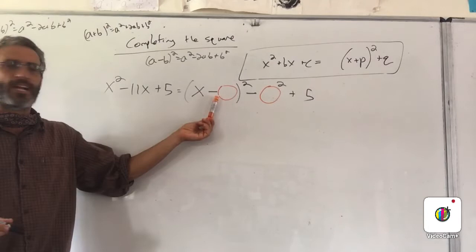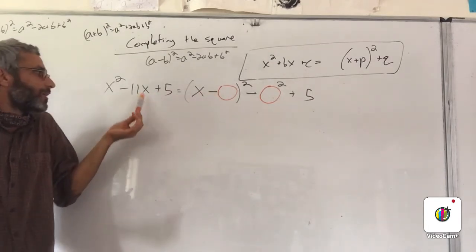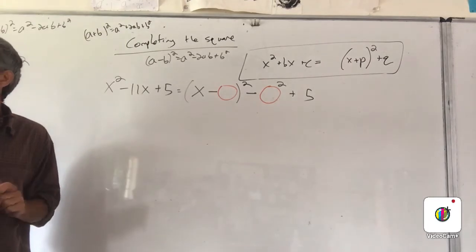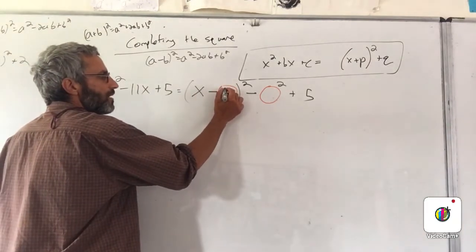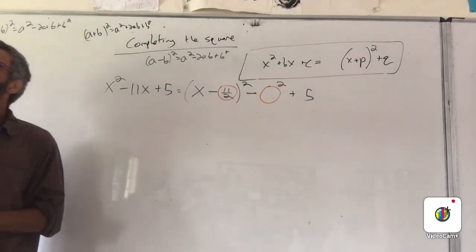How do I find that number? Normally, what do I do? You divide by half the middle term. Same thing, but now it's not an even number. So what will it be? I want to know. 5.5. Yeah, you can put 5.5.